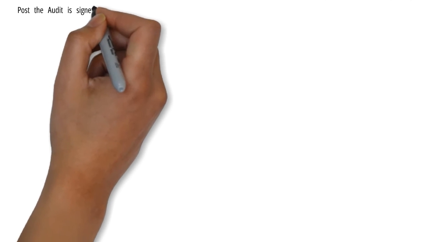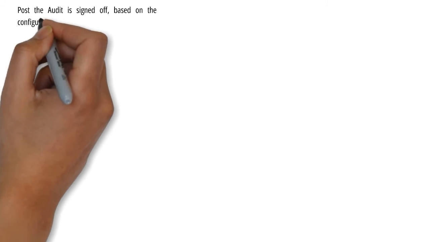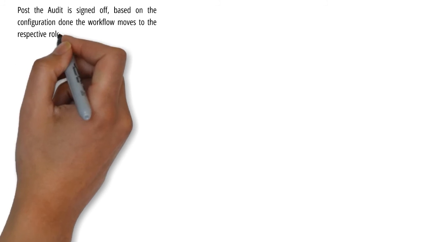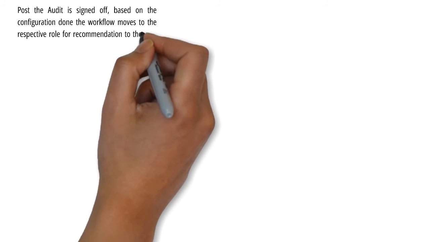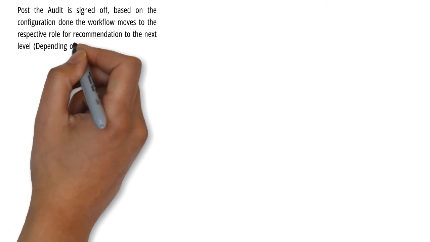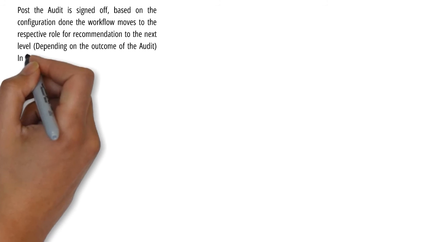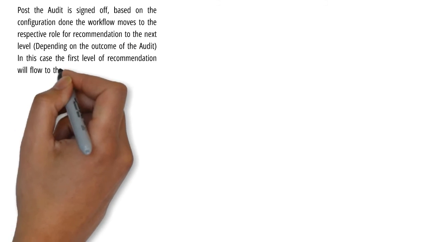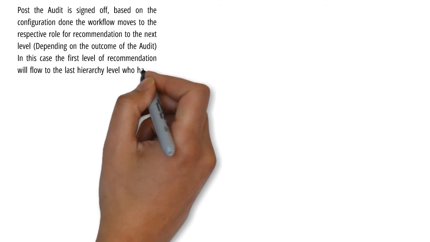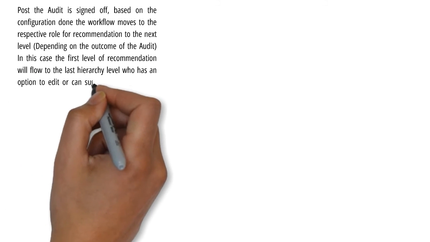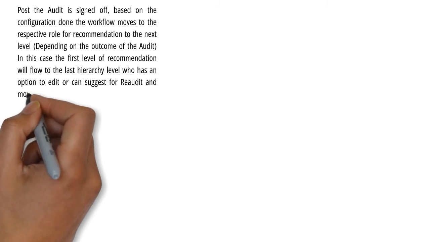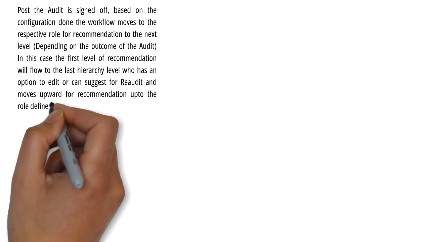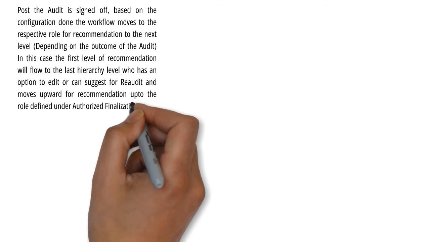Post the audit is signed off, based on the configuration done, the workflow moves to the respective role for recommendation to the next level. Depending on the outcome of the audit, in this case, the first level of recommendation will flow to the last hierarchy level, who has an option to edit or can suggest for re-audit, and moves upward for recommendation up to the role defined under authorized finalization.